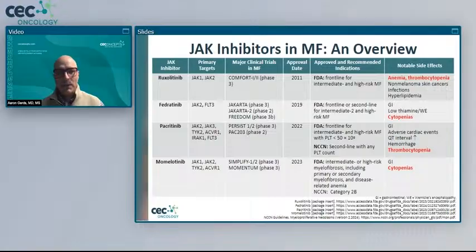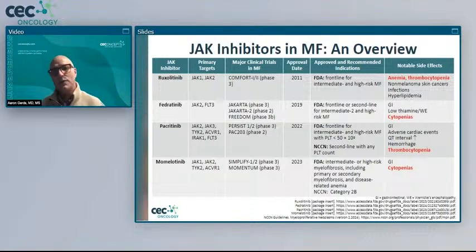Momelotinib was the fourth JAK inhibitor FDA approved. It was approved in 2023, based largely on the SIMPLIFY and MOMENTUM studies. Momelotinib is a JAK1, JAK2 inhibitor similar to ruxolitinib, but also has this off-target effect on ACVR1, just like pacritinib does. And really, ACVR1 is thought to be the mechanism why patients' anemia improves on both momelotinib and pacritinib. ACVR1 is upstream of the gene that encodes hepcidin. Hepcidin is elevated in patients with myelofibrosis, leading to an anemia of inflammatory block. So by bringing down hepcidin levels, iron becomes available for erythropoiesis, thus alleviating that anemia of inflammatory block.